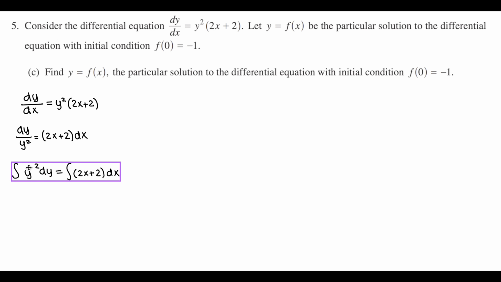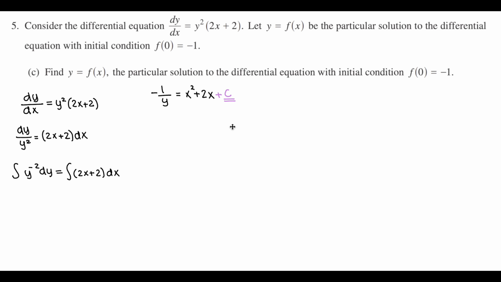Whenever I have a power in the denominator, I always like to write it as a negative power to make it easier to integrate. I'm not going to show integrating it because it's relatively simple. But if you integrate it correctly, you should be getting negative 1 over y equals x squared plus 2x plus c. Plus c here and in any integration problem is very crucial, so please, please, please don't forget it.